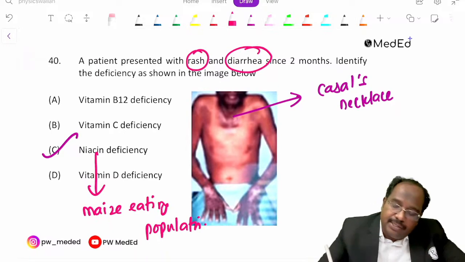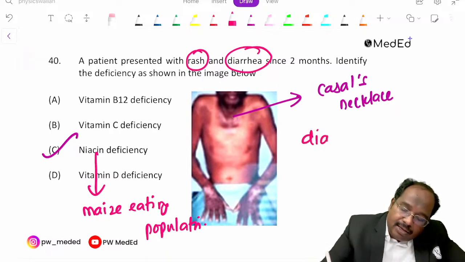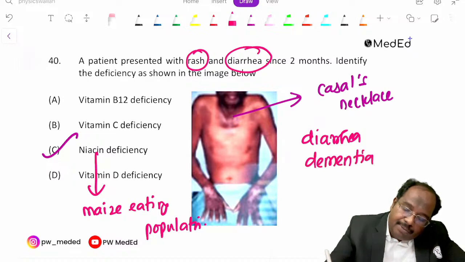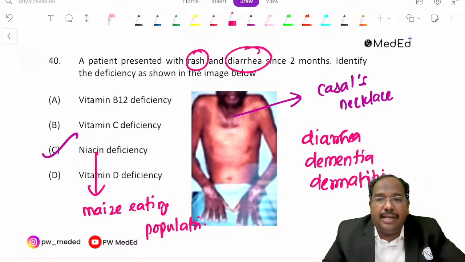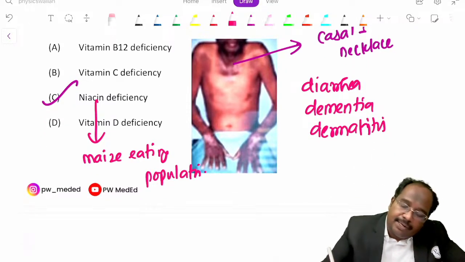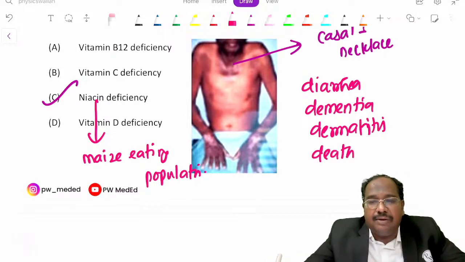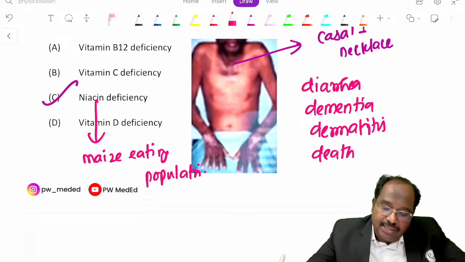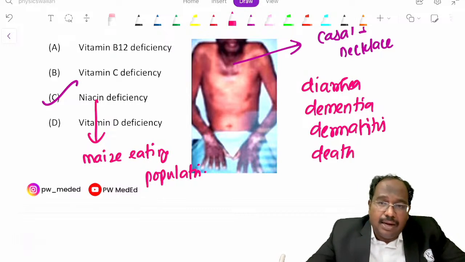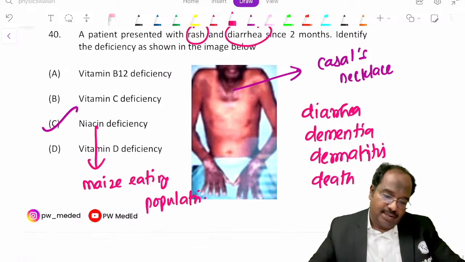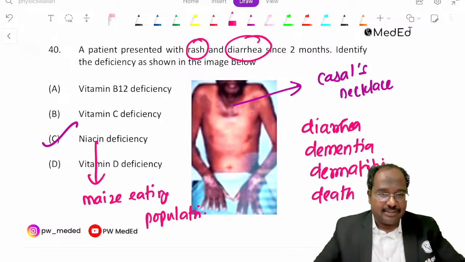So it can lead to diarrhea, dementia, and dermatitis. Recently multiple times asked: diarrhea, dementia, dermatitis, and it can go for death. In the maize eating population, there is interference in the conversion of tryptophan, and they will develop all these things. This is niacin deficiency: diarrhea, dermatitis, dementia, and finally they can go for death. Casal's necklace, guys.